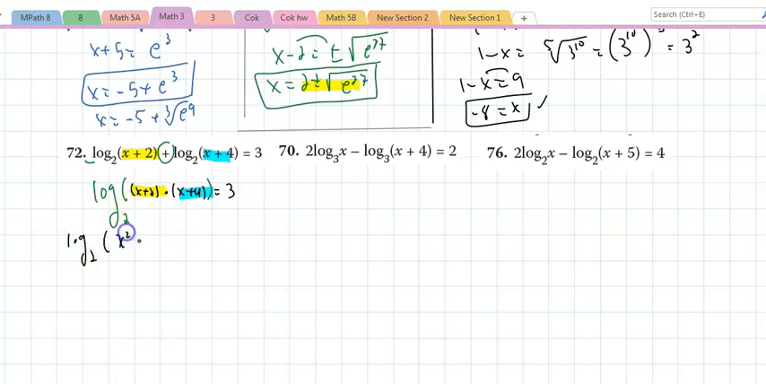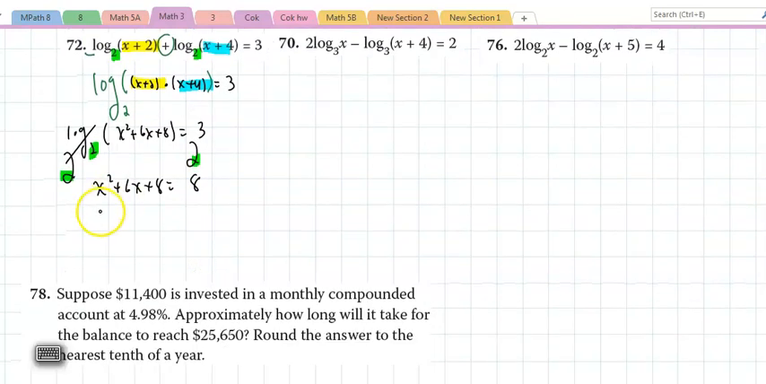This is going to be x squared plus 6x plus 8 equal f3. Well, either way, I'm going to have to go from log form to exponential form. I need to make both sides a power for a base of 2 because that's always the case. So this says x squared plus 6x plus 8. 2 to the third is 8. What do you know? That's a polynomial.